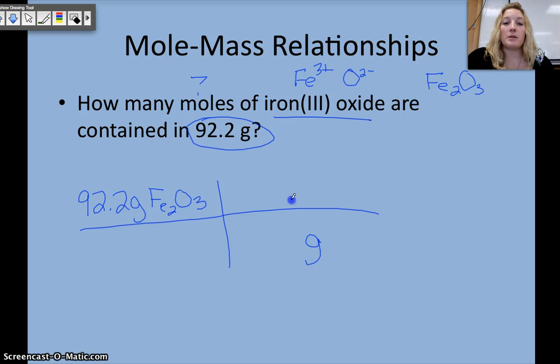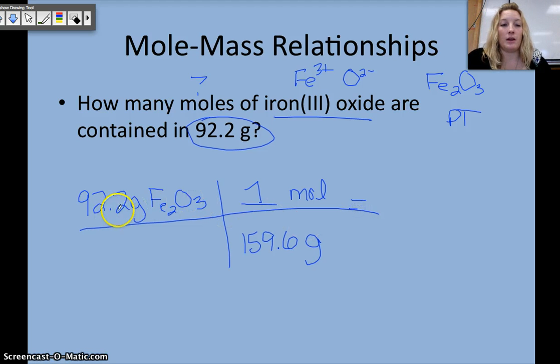So we need our grams on bottom, moles on top. Again, for every 1 mole, we know that we can find our molar mass, or the number of grams, from the periodic table. So if we add up 2 irons, which is about 55.8, and 3 oxygens, which are 16, we add that up, you should get a molar mass of 159.6 grams per mole. Again, multiply across the top, divide across the bottom, and you would get 0.58 moles of Fe2O3. Again, this number right here just comes from adding these up from the periodic table.